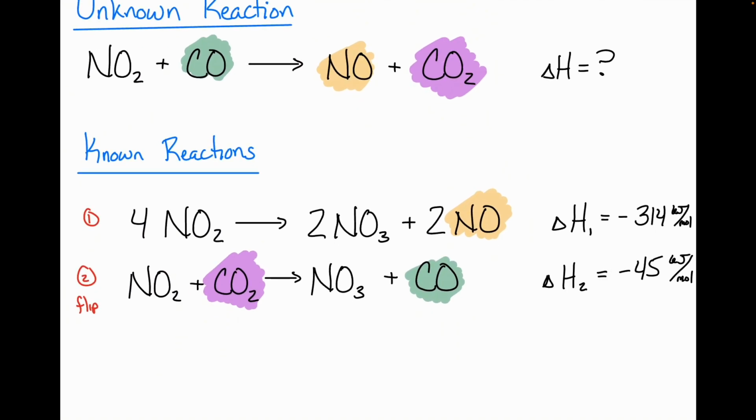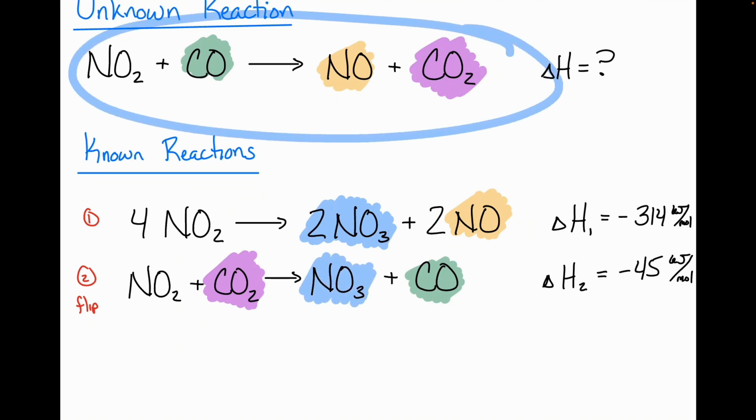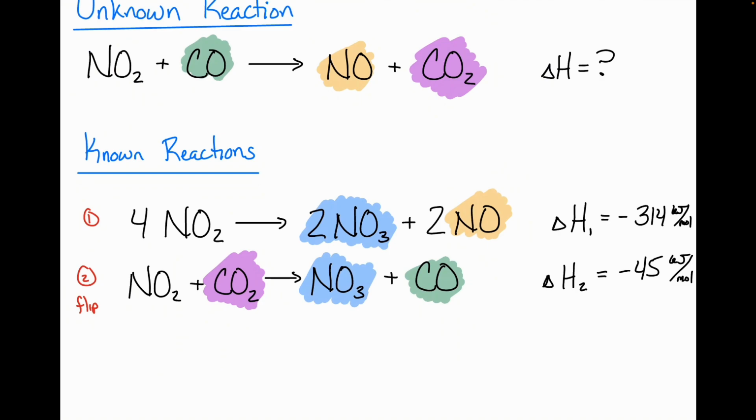The other thing that we can notice here is that there's one of these species that I didn't color at all up here, and that was the NO3. This appears in these two known reactions, but it doesn't appear anywhere up here. So what does that mean is going to have to happen when I combine these two known reactions? It's going to have to cancel out.